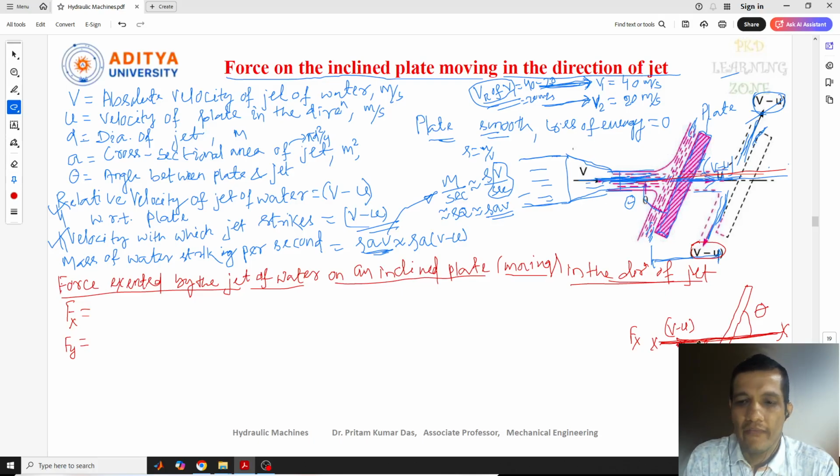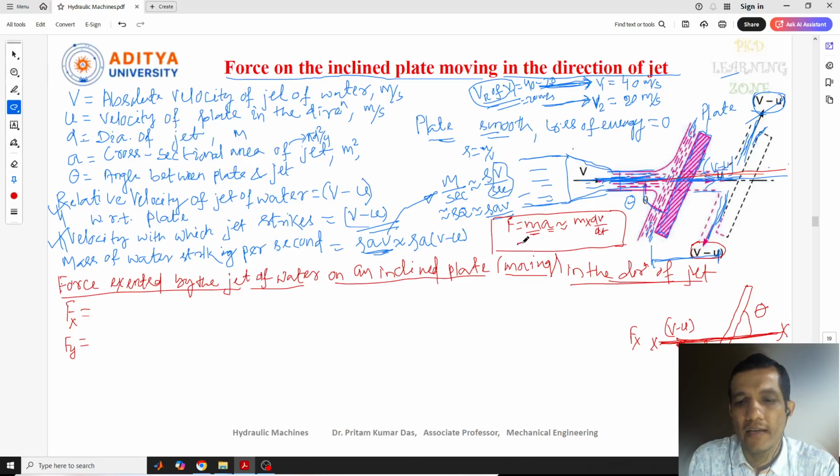That means we need to find out Fx. But what is the formula of Fx? We know how to find out the value of F. We know that F equals mass into acceleration as per Newton's second law of motion, or you can also write the impulse momentum equation, the rate of change of momentum. Somewhere it is written mass into acceleration, somewhere it is written as the impulse momentum equation, and there we write the mass striking per second with respect to change in velocity. So again I can write this as mass into acceleration. Acceleration equals what? Velocity with respect to time. So change in velocity with respect to time, that is nothing but dv by dt.